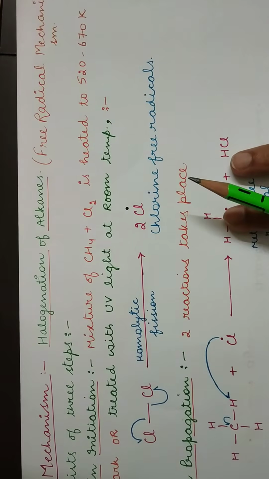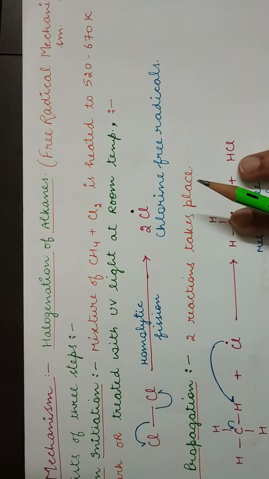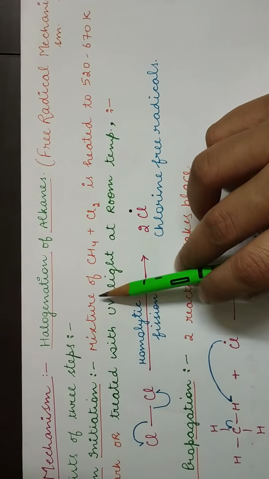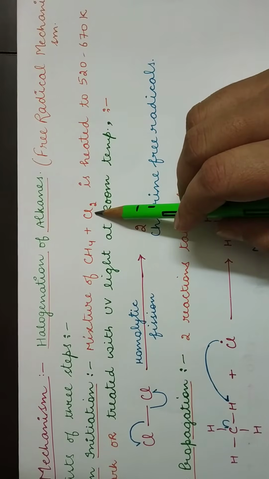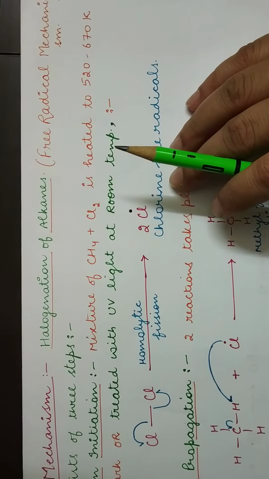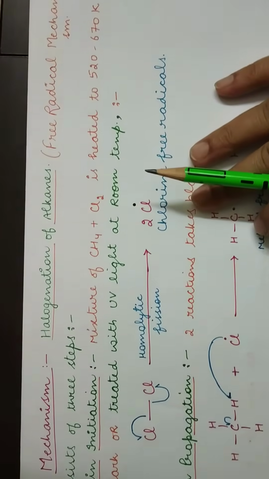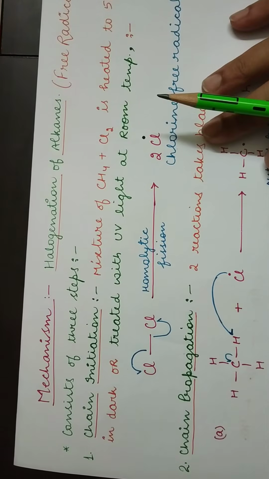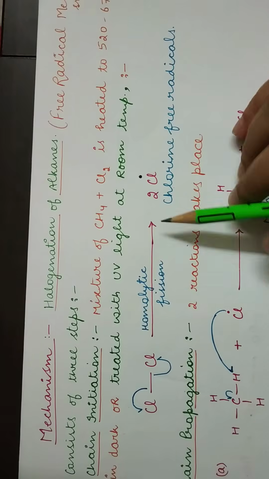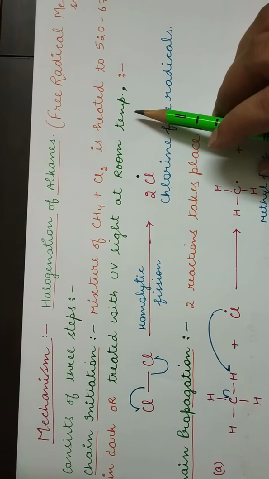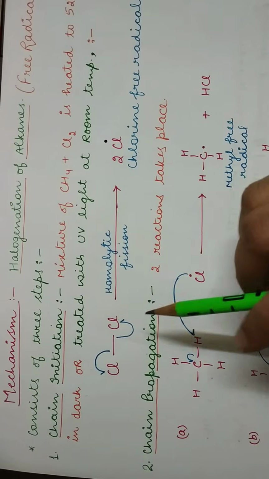In this reaction there is a formation of free radicals, and how does that happen? Let's check it out. We take a mixture of methane and chlorine gas, and that mixture we can treat in two ways. We can either heat it to 520 to 670 Kelvin in dark, or we can treat it with ultraviolet light at room temperature. We can do either of these. When we do so, what happens?